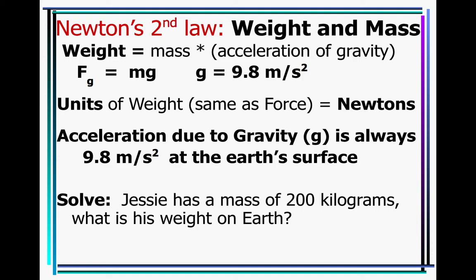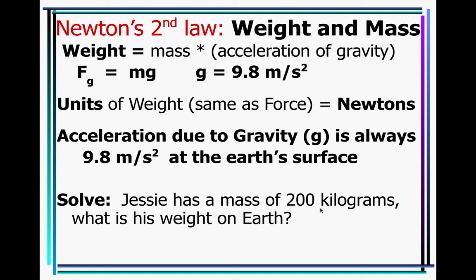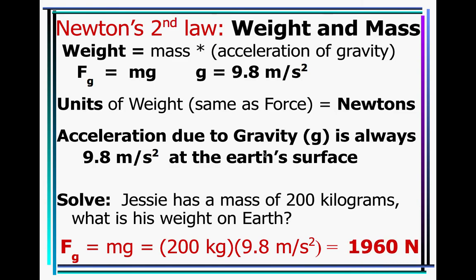Okay, so here's a question here. Jesse has a mass of 200 kilograms. What is his weight on Earth? If I want to figure out weight right here, I'm going to say mass times gravity. So his mass is 200 kilograms. Gravity is 9.8. I'd say 200 times 9.8, and I would end up with 1,960 newtons.